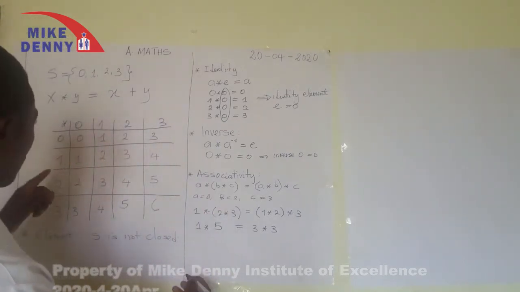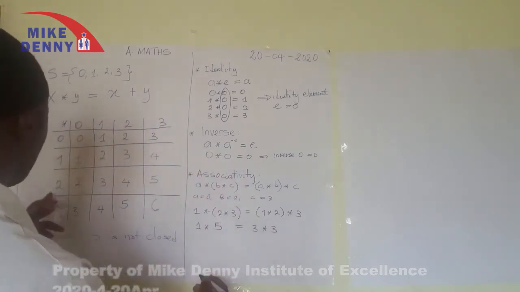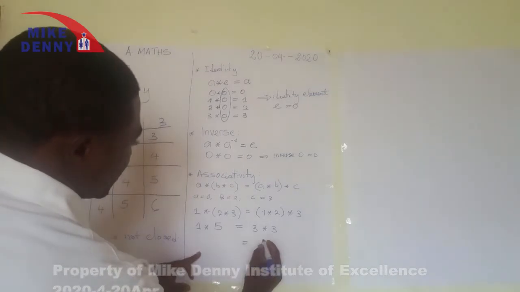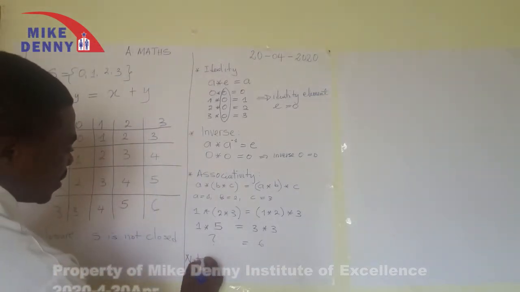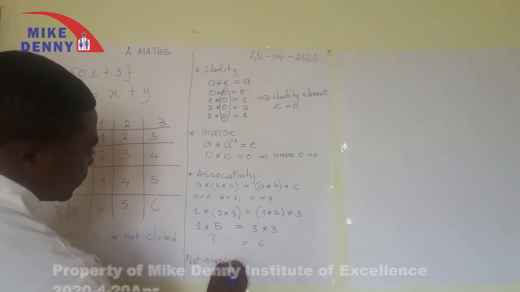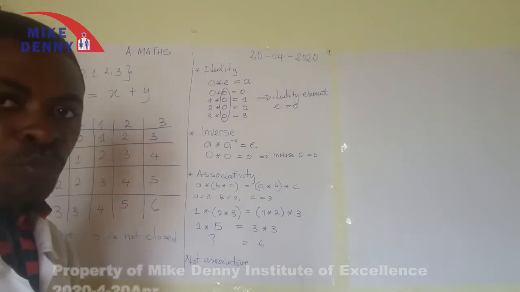The next, we'll now look for 1 star 5. Do we have 5 there? No. 3 star 3. 3 star 3 will give 6. Good. So this one has a question mark. So in that case, it is not associative. Hence, the operation is not a group.